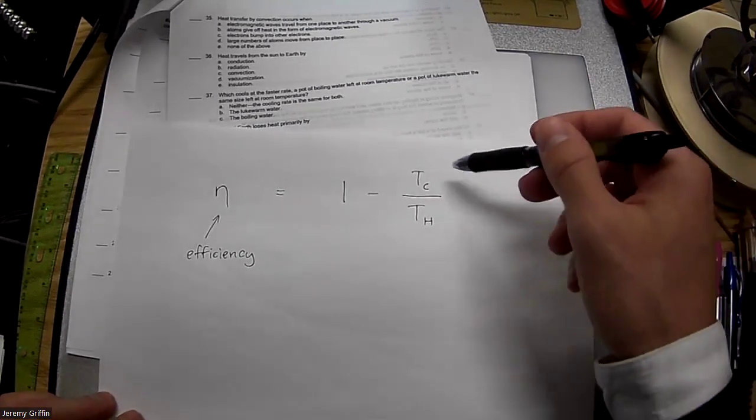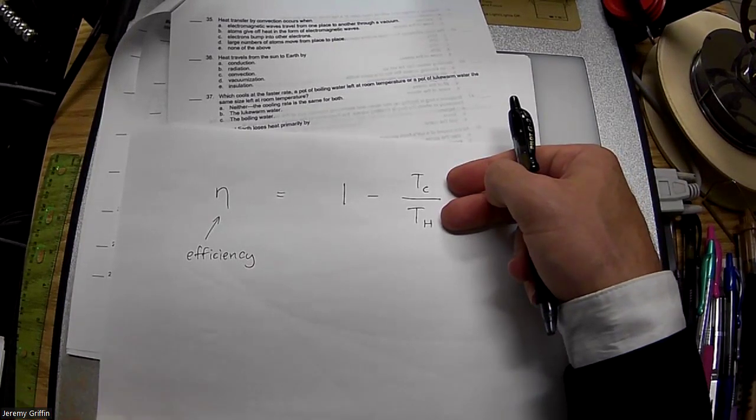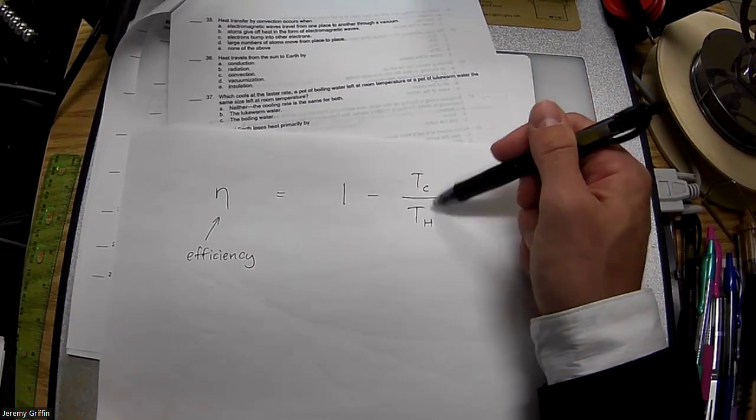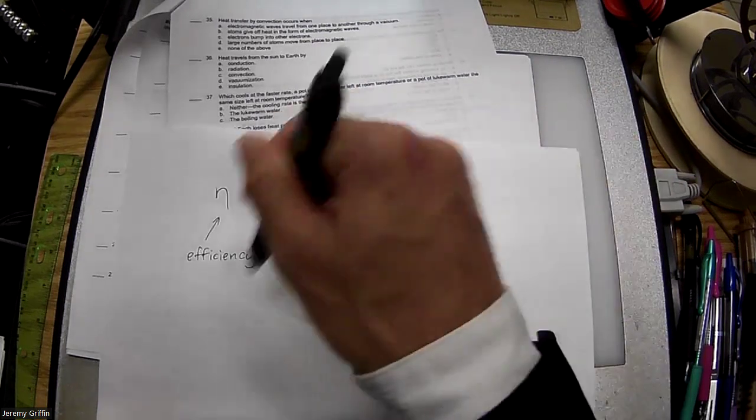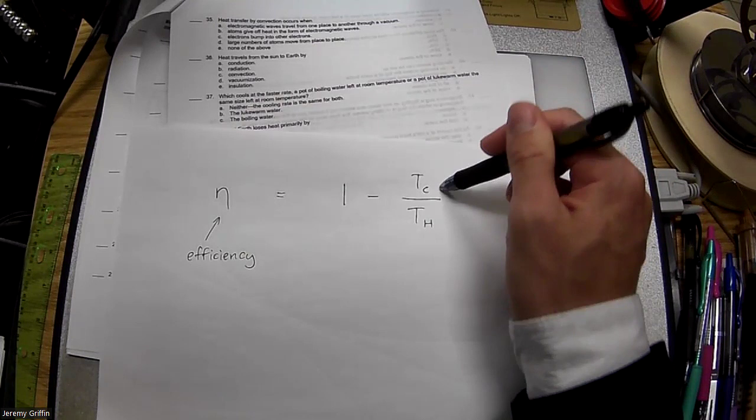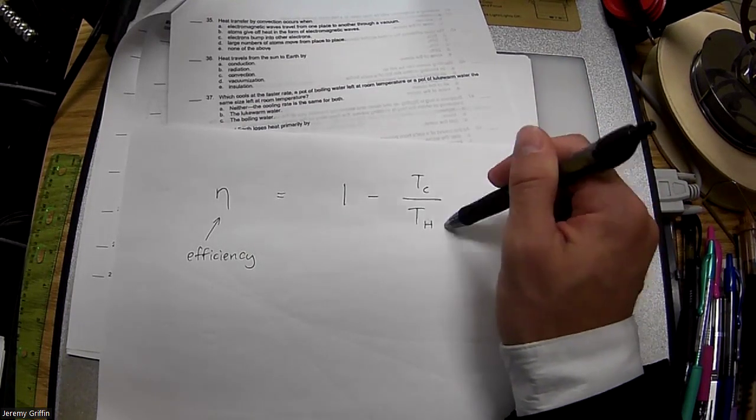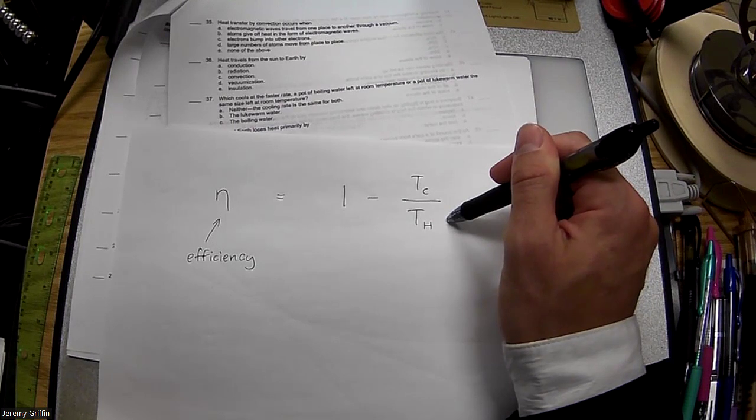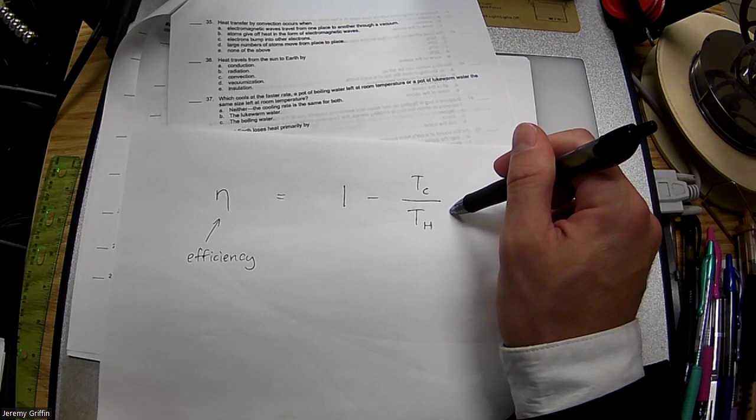Okay, but this question's saying, what if you vary the temperature of the cold sink versus the hot sink, right? So I know if they're really far apart, like 0 versus 1,000 Kelvin, you could go up to 100% efficiency. What if it's the same temperature? What if it's 300 Kelvin and 300 Kelvin? What's 300 over 300? One. 1 minus 1 is 0. That's not moving at all, right?